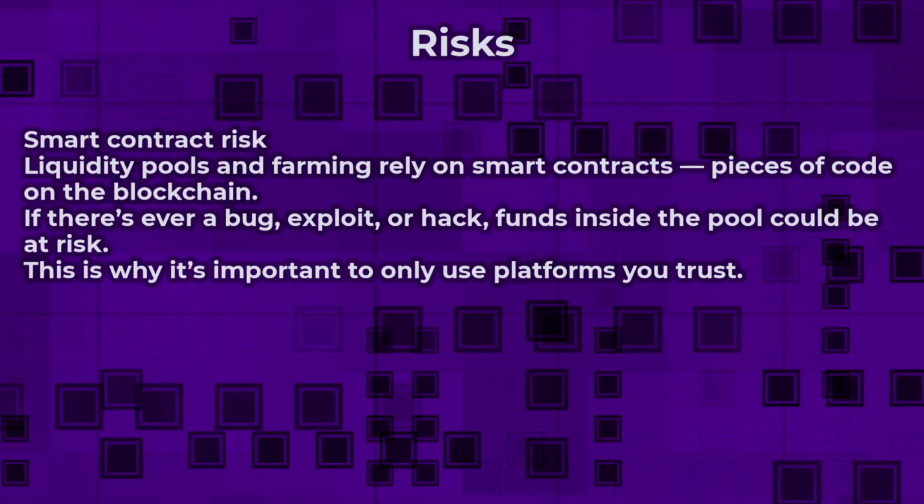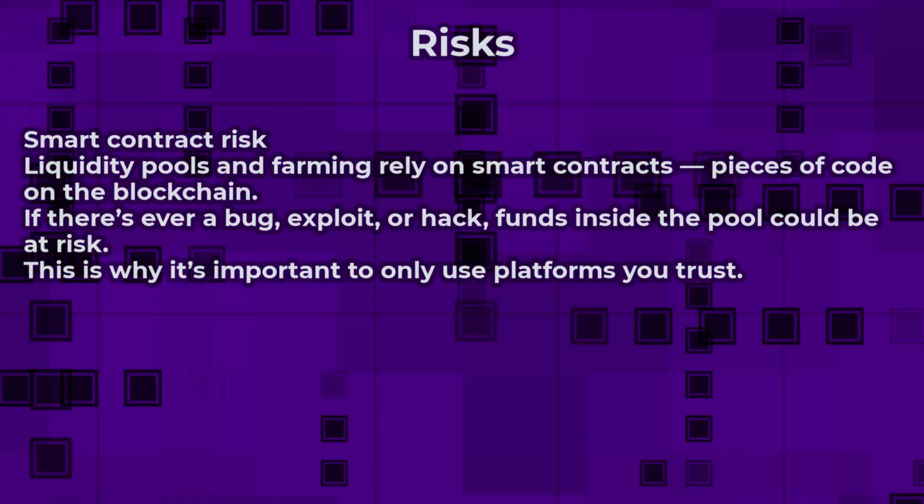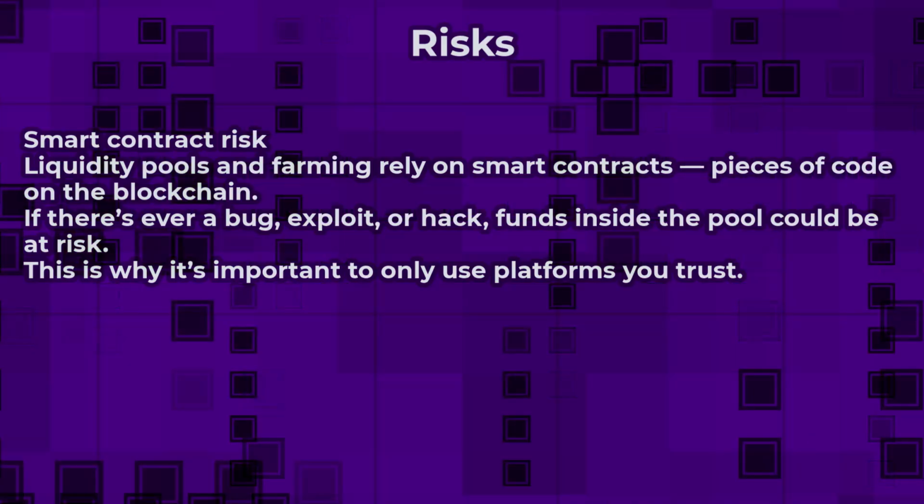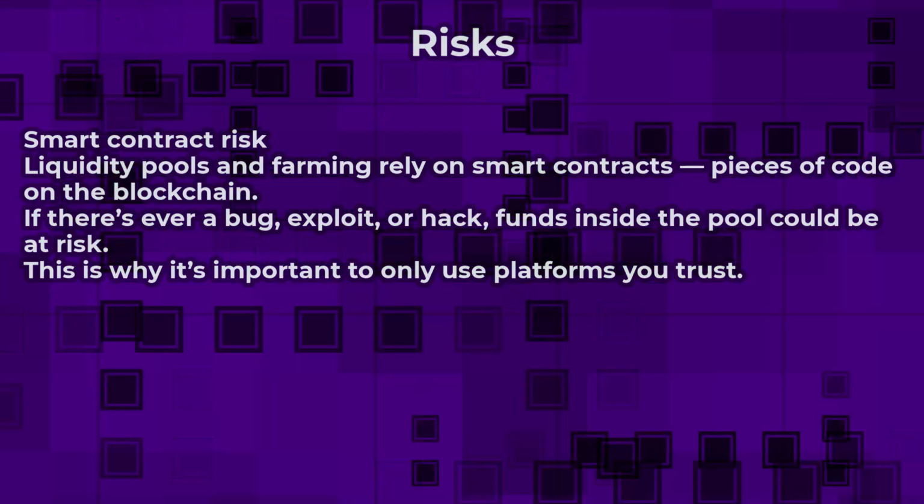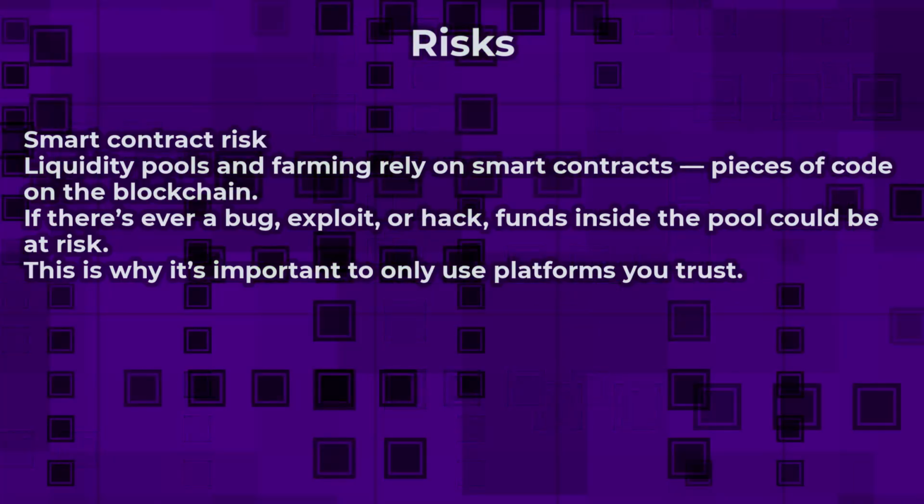The second risk is smart contract risk. Liquidity pools and farming rely on smart contracts, pieces of code on the blockchain. If there's ever a bug, exploit, or hack, funds inside the pool could be at risk. This is why it's important to only use platforms you trust.